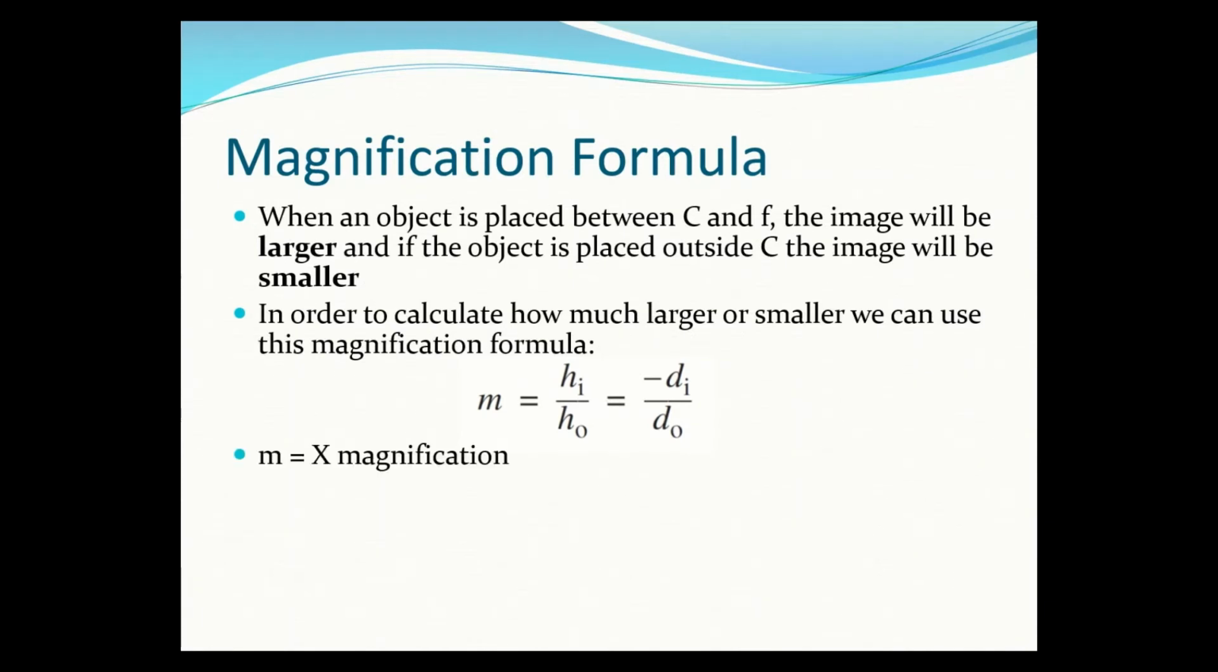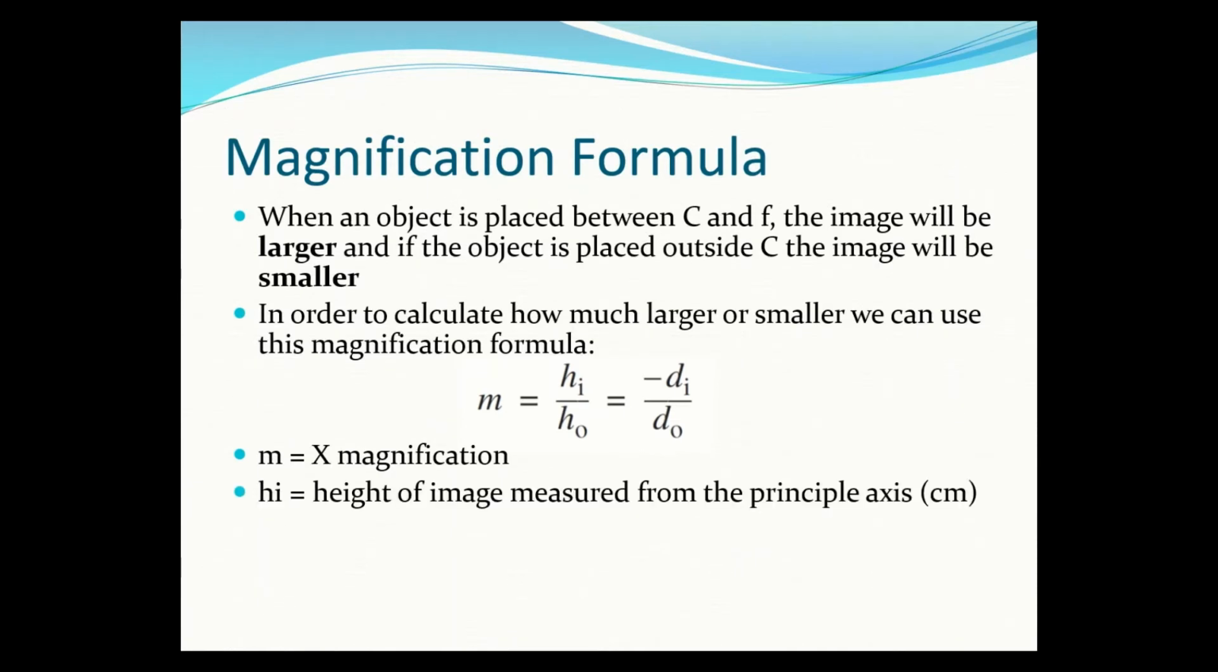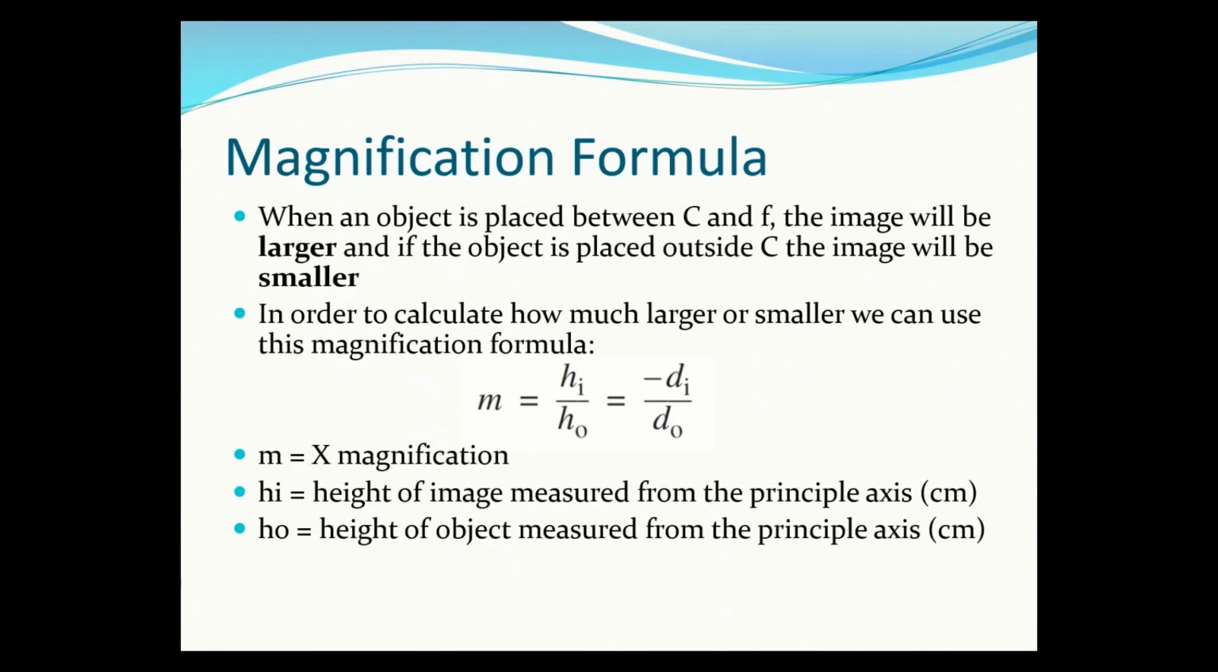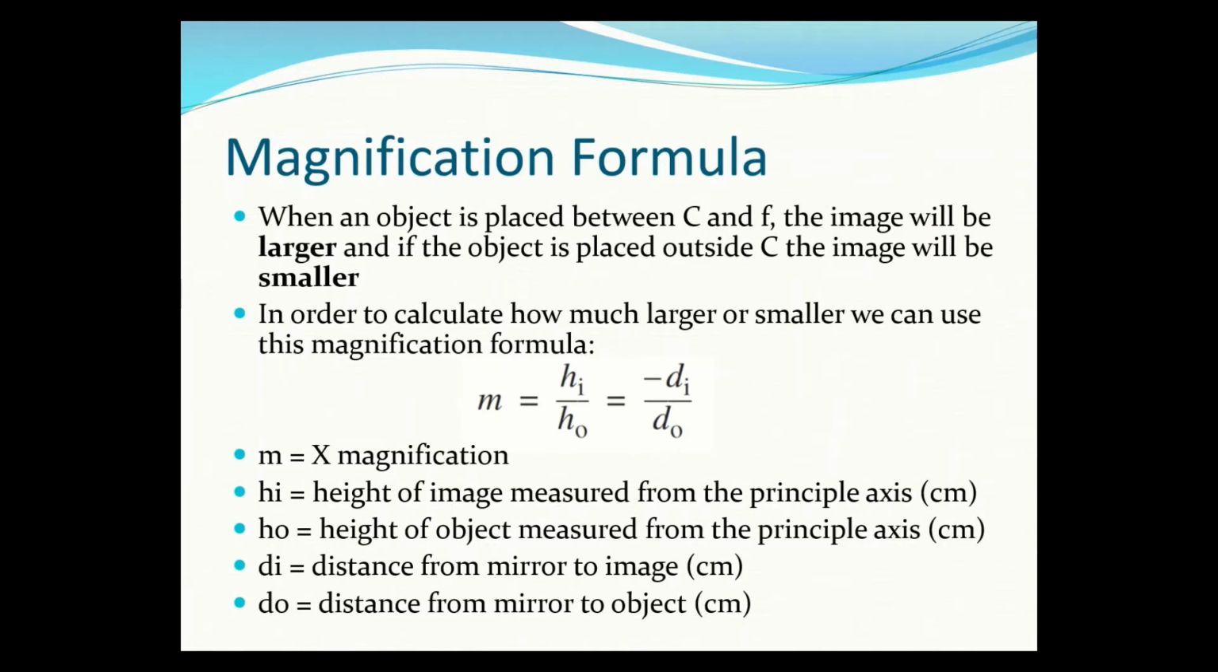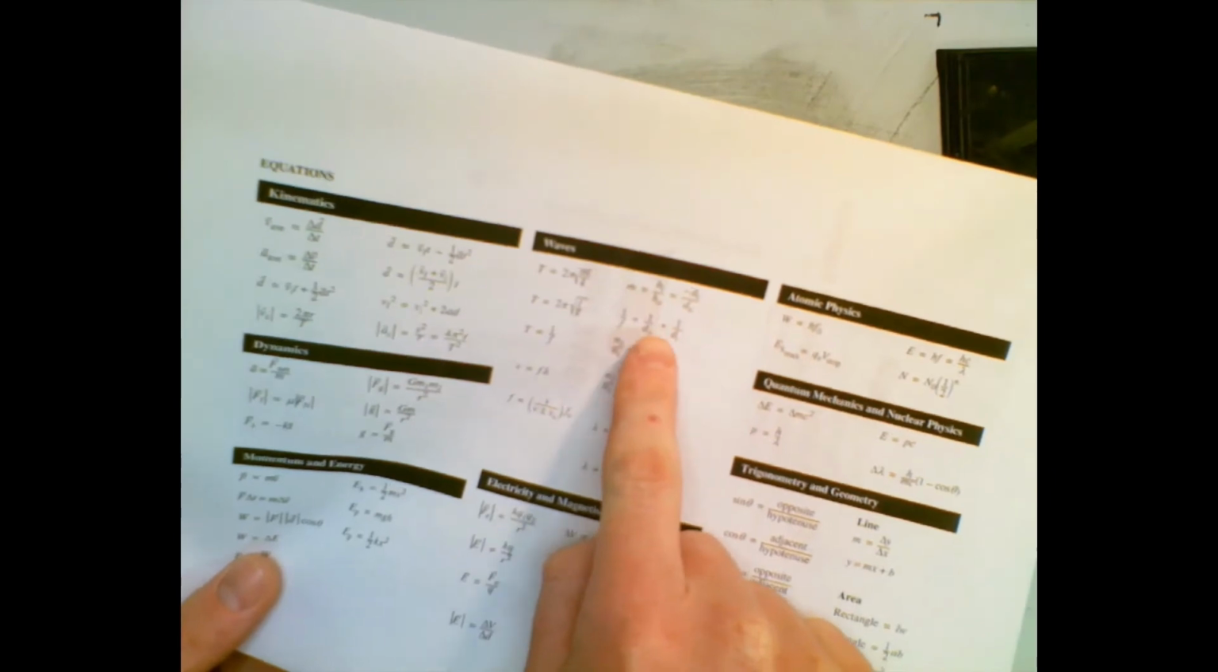So M refers to times magnification, 4 times, half times, 10 times magnification. Hi is the height of the image. Ho is the height of the object. Di is the distance from the mirror to the image. And do is the distance from the mirror to the object. Okay. So this formula can be found in your data booklet, under waves. So here's the magnification equals hi over ho, di over do. And this second one here is one we're also going to learn today.